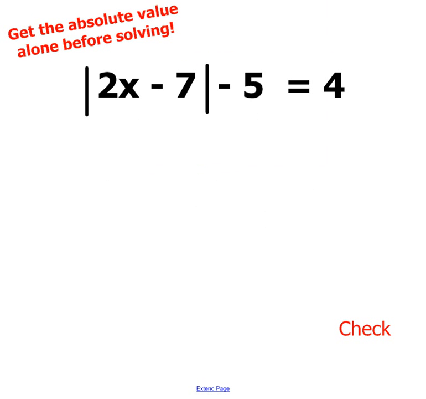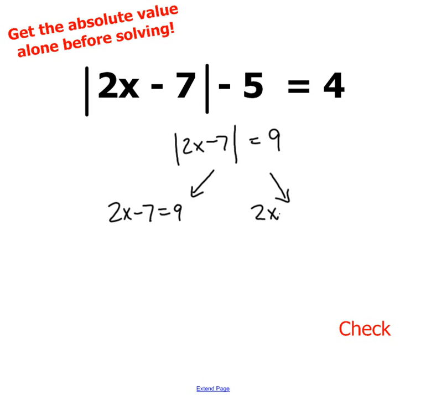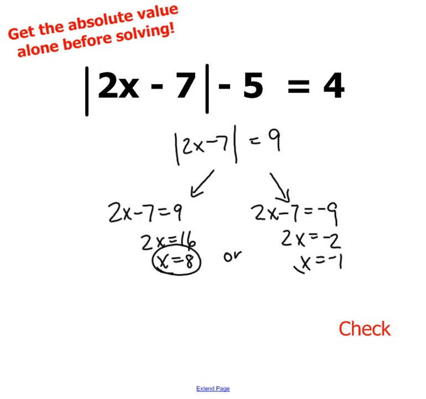If you want to stop and pause here and try it on your own, that would be great. So coming back, we would do 2x minus 7 equals 9. So I'm going to set up my two cases. 2x minus 7 equals 9. 2x minus 7 equals negative 9. 2x equals 16, and x equals 8. Or 2x equals negative 2, and x equals negative 1.